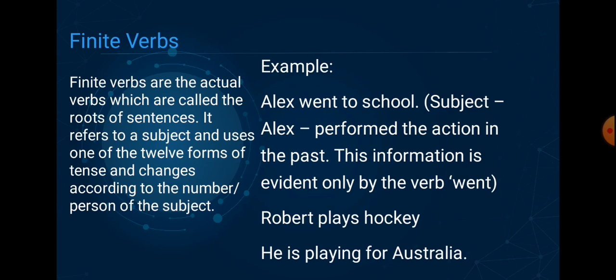He is playing for Australia. Or we can simply say Ponting is playing for Australia. So the verb playing, with the help of the helping verb is, makes it clear that Ponting, or he, is playing for Australia. So it means that he is still playing for Australia.